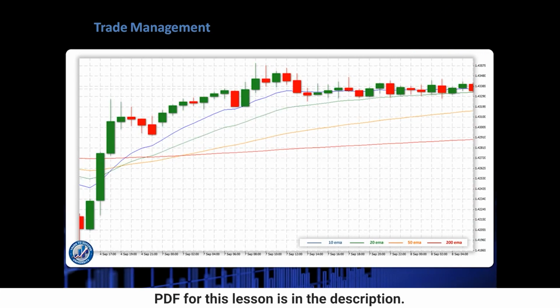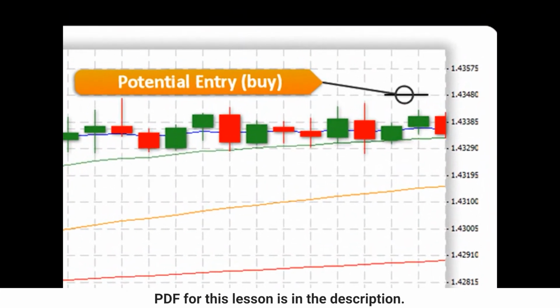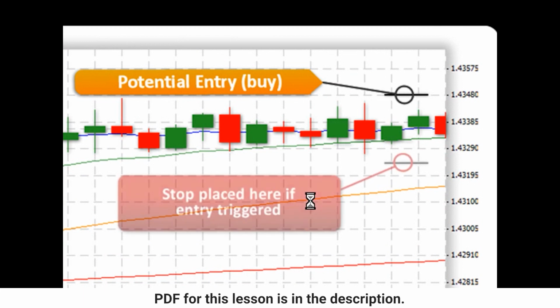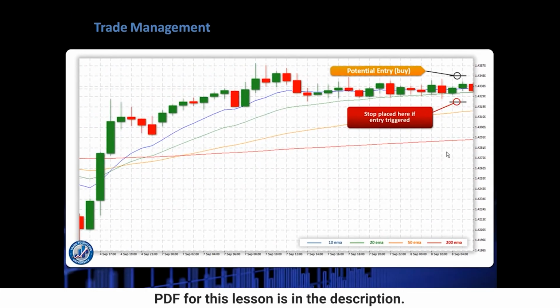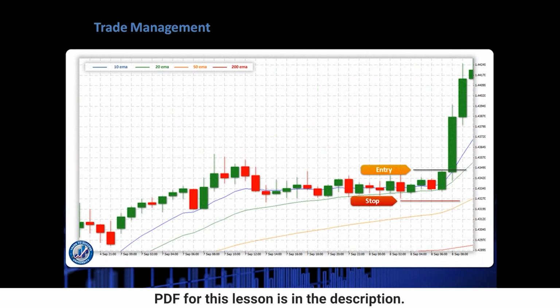Let's first illustrate a trailing stop. Let's say we have a trade like this one here, where we have a potential entry where the line goes above this point right here. And if we're triggered into the trade, we will be placing our stop right here. Now as we see here that we did enter into the position and our stop was placed as shown.